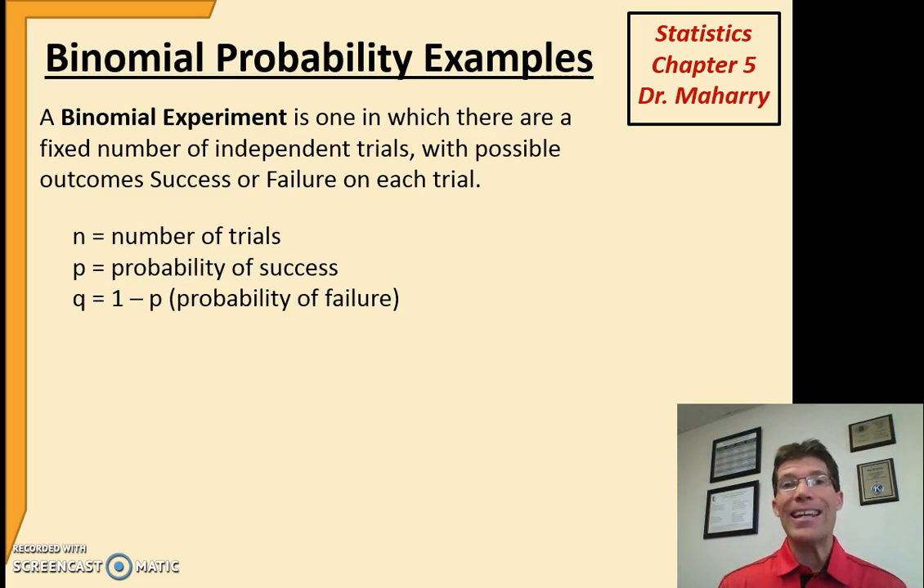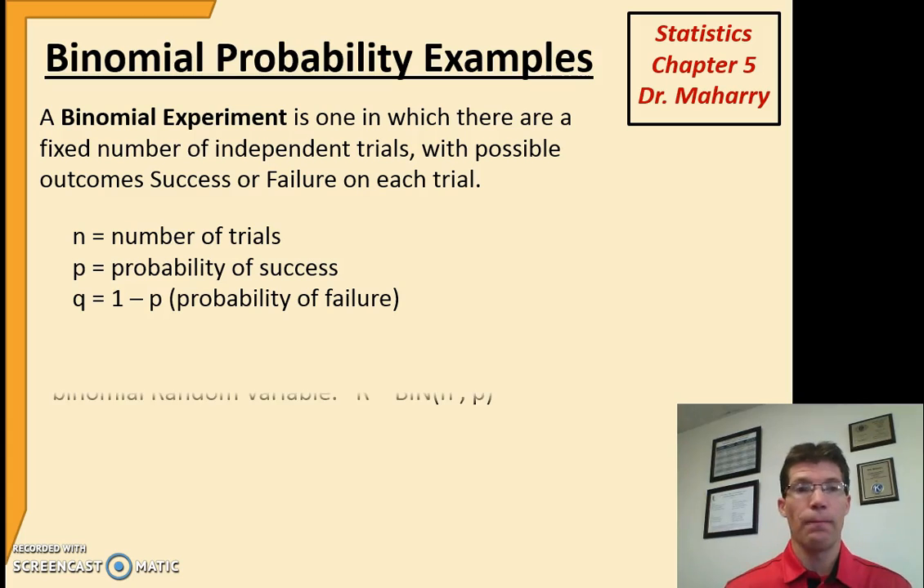You can think of n as the number of trials. This is the experiment that I'm repeating over and over again. I'm doing the same thing, trial after trial after trial. So n is the fixed number of trials. p is the probability of success on any given trial. Each time you do the experiment, there's a p chance that it will be a success. 1 minus p, which is q, is the probability of a failure on a given trial.